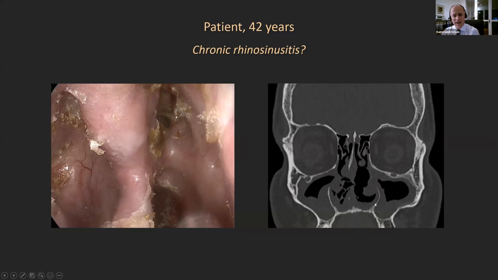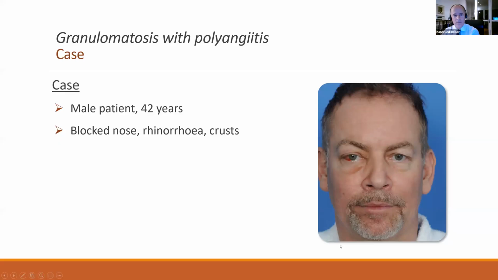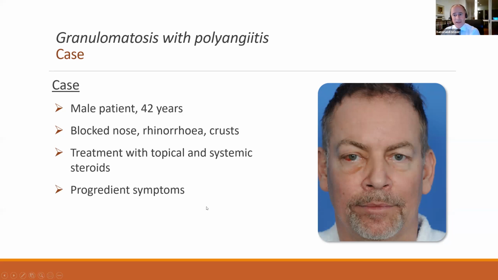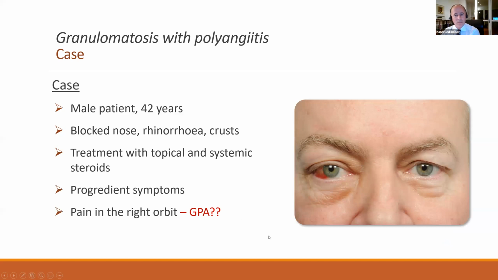We realize that the patient also had reduction surgery of the inferior turbinates and some form of surgery of the paranasal sinus system. So this finding makes us suspicious of GPA. Treatment was established with topical and systemic steroids, but the patient came back with progredient symptoms, and he also reported pain in the right orbit. And now it was quite obvious that something different must be going on.